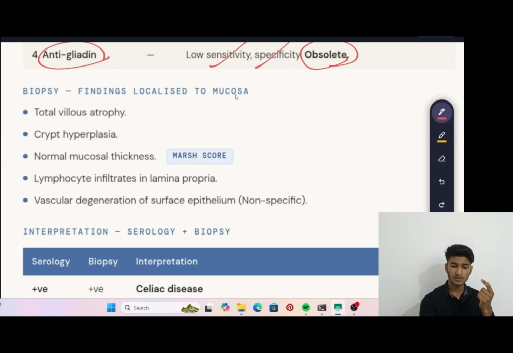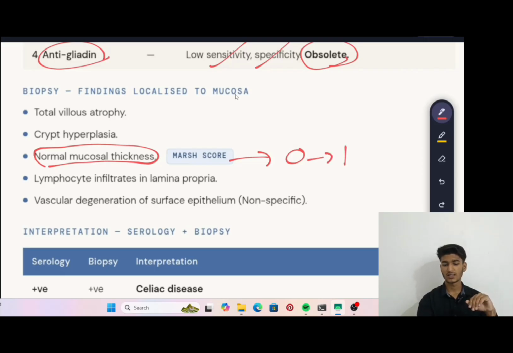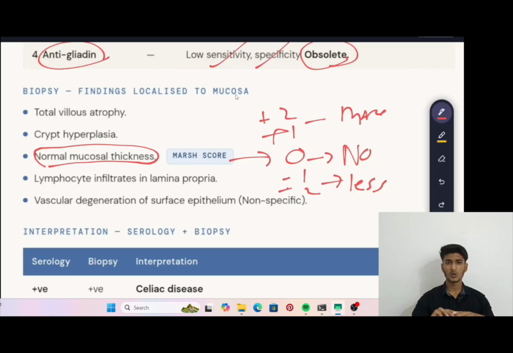The thickness in this biopsy, you will see, will be normal, like Marsh score will be 0. If the score is 0, the thickness is normal. If it is negative, the thickness is less. If it is positive, the thickness is more. You don't need to remember this because it is not at all important, but just for general knowledge, I have told you this.